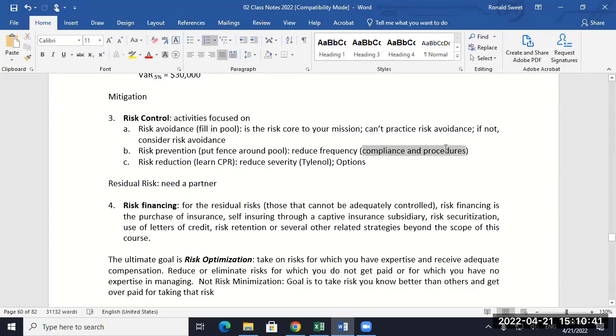Prevention can be your compliance and procedures. Tylenol is a famous case. Tylenol had their product tampered with. It was killing people. It got tampered with poison. And people thought that's going to be the end of Tylenol. They'll never survive this. But Tylenol put in a public relations blitz where they actually came out better on the other side because people so respected how they handled the issue.